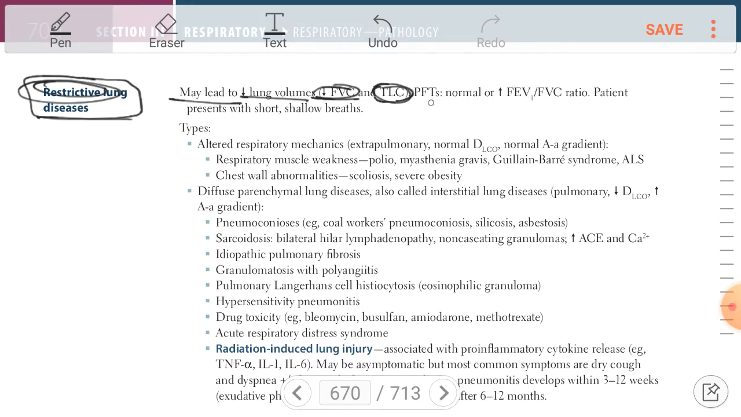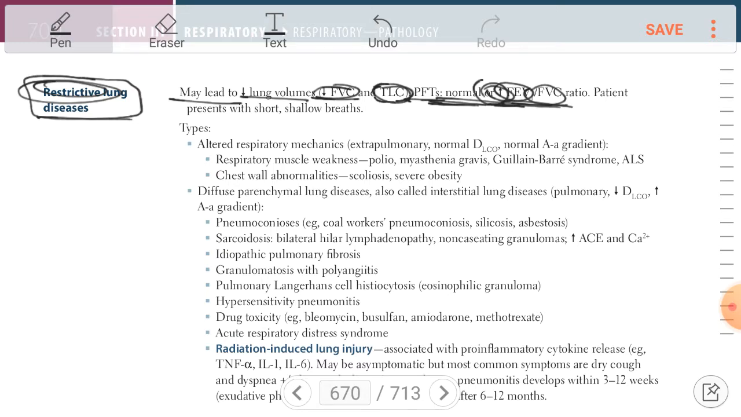Then the pulmonary function test. The ratio between forced expiratory volume 1 and forced vital capacity is normal or increased. Why? Because the decrease in forced expiratory volume 1 is less than the decrease in forced vital capacity in restrictive disease, leading to an increase in the ratio, or it will be normal.